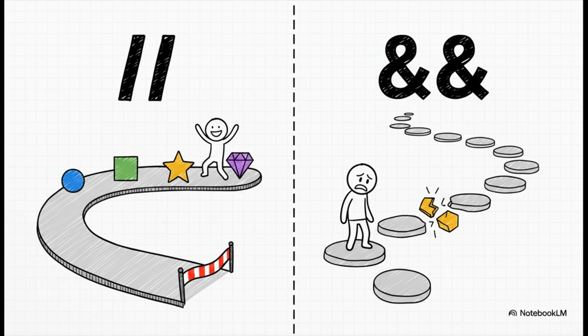So let's just boil it all down to this one crucial difference. OR looks for the first sign of success, the first truthy thing. AND looks for the first sign of failure, the first falsy thing. If you can remember that, you've totally got this.